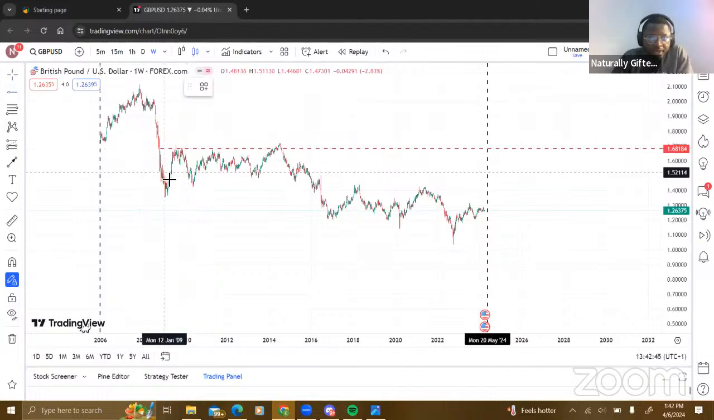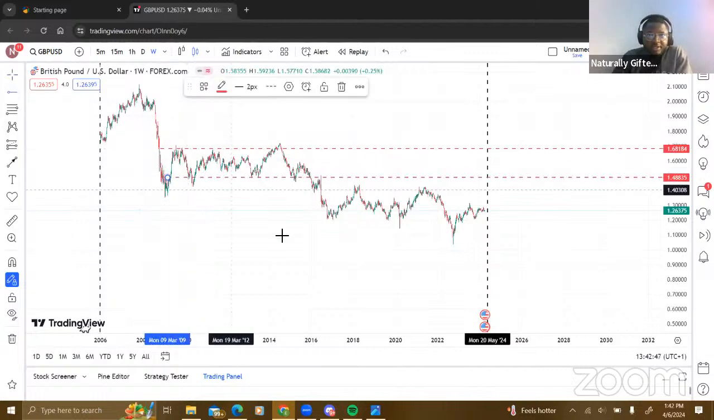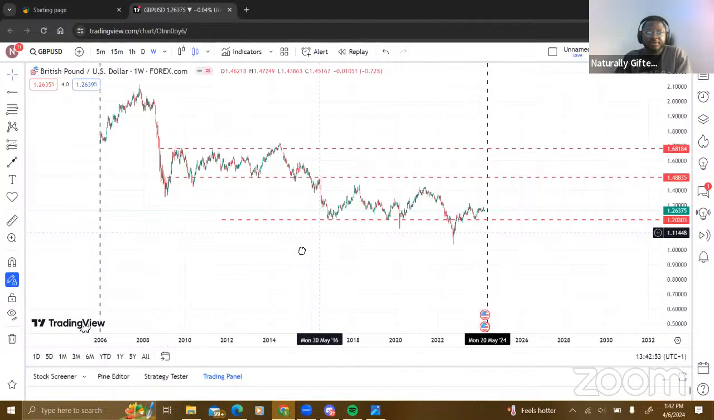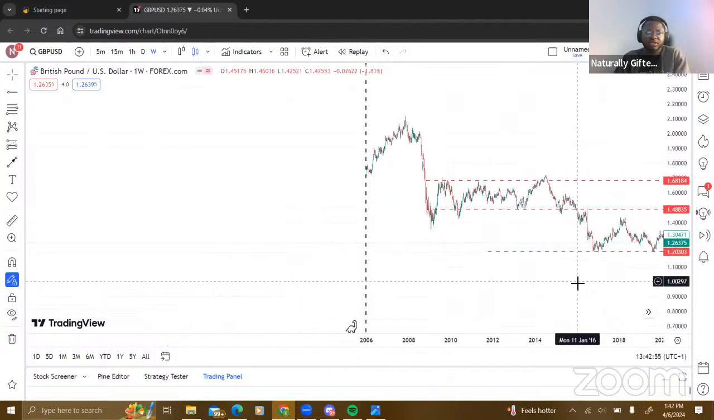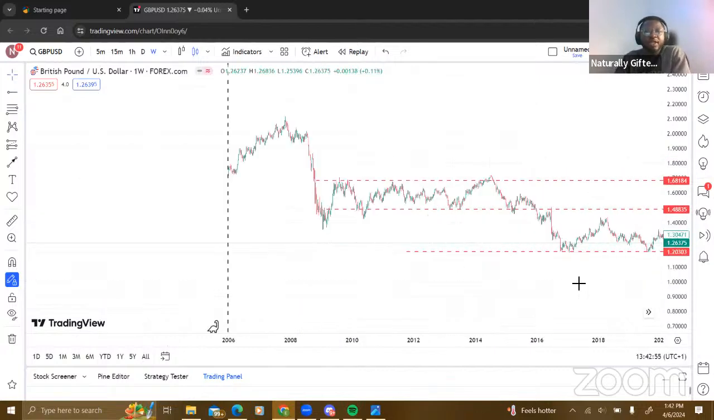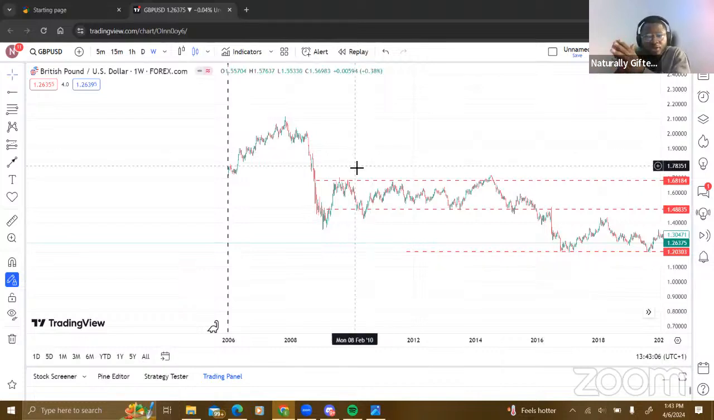I'm equally going to mark this right here. Then I'm going to mark this right here. I want you to pay close attention to this. Remember, what we're looking for here is to identify, to understand where the banks are looking forward to drive the market into.